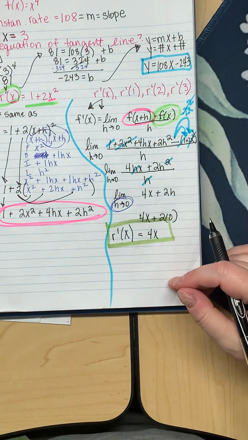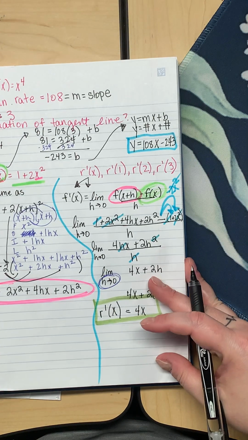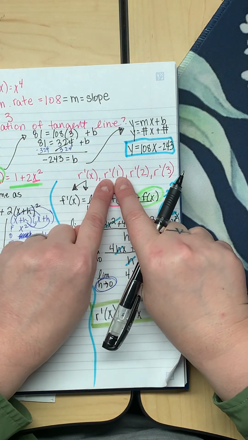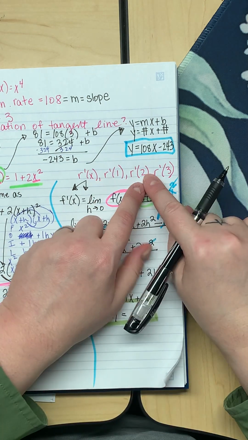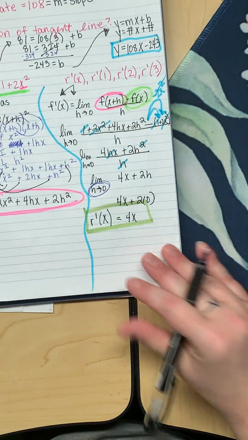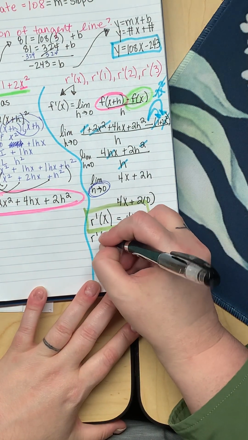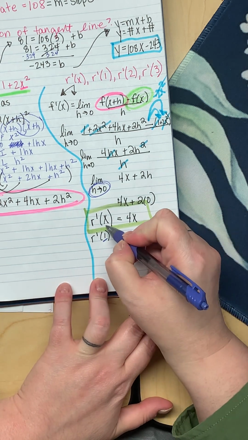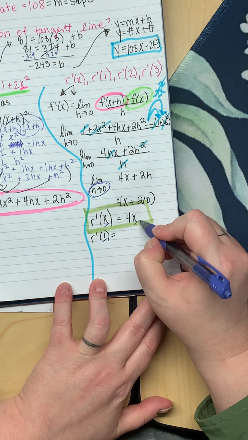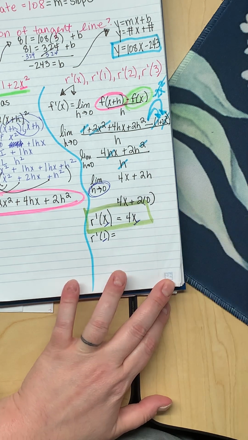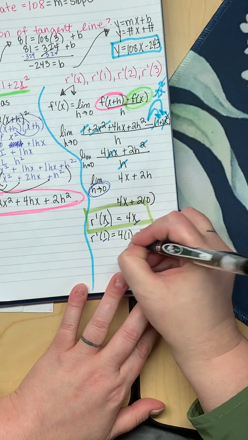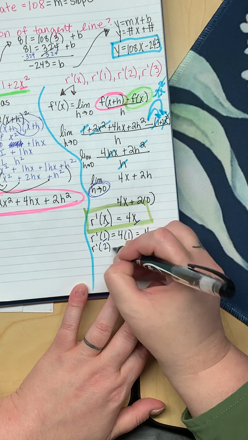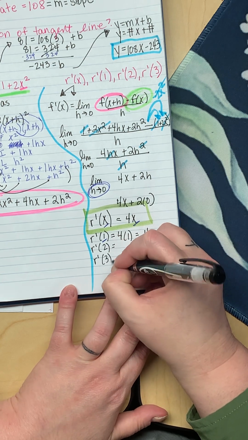Then for the rest of what we need to find, we can just use that 4x that we just got for our answer. And now we're going to find r prime of 1, where we plug in 1. Then r prime of 2, where we plug in 2. And all you do is take this 1, and since it replaced the x in the parentheses, it's going to replace the x on the other side of the equals. So 4 times 1, and that's just 4. Woohoo! Then let's find r prime of 2, and r prime of 3.